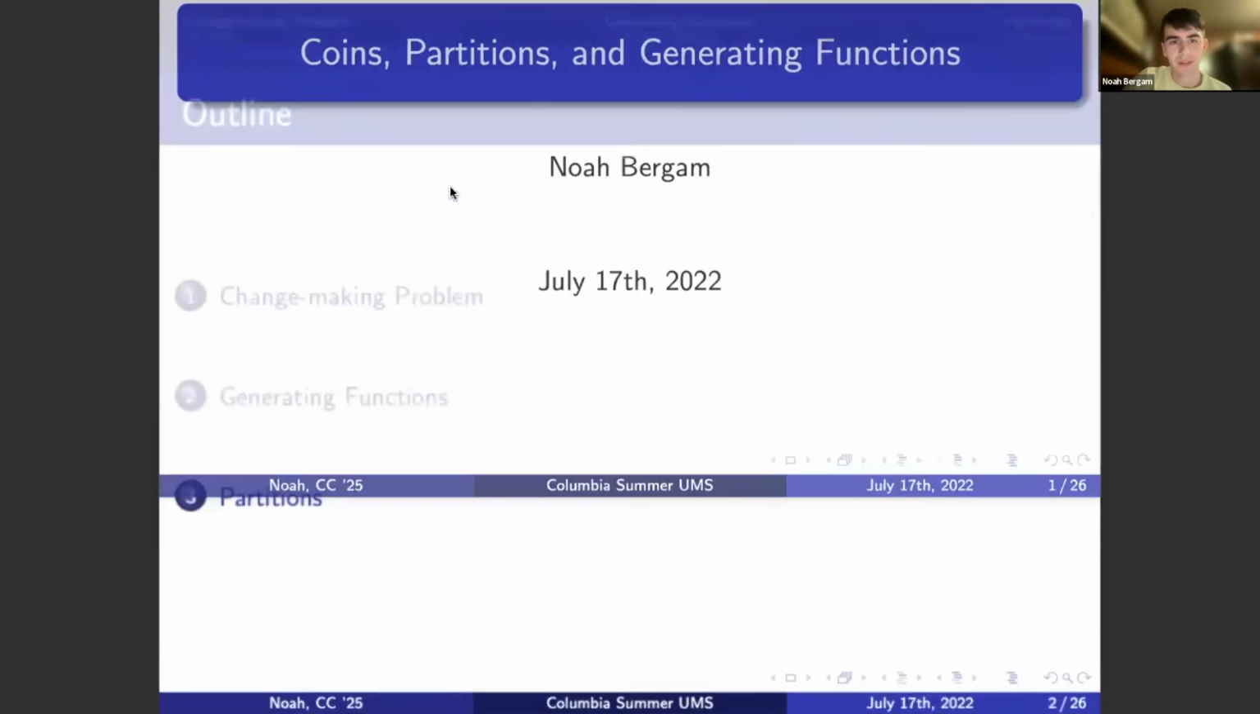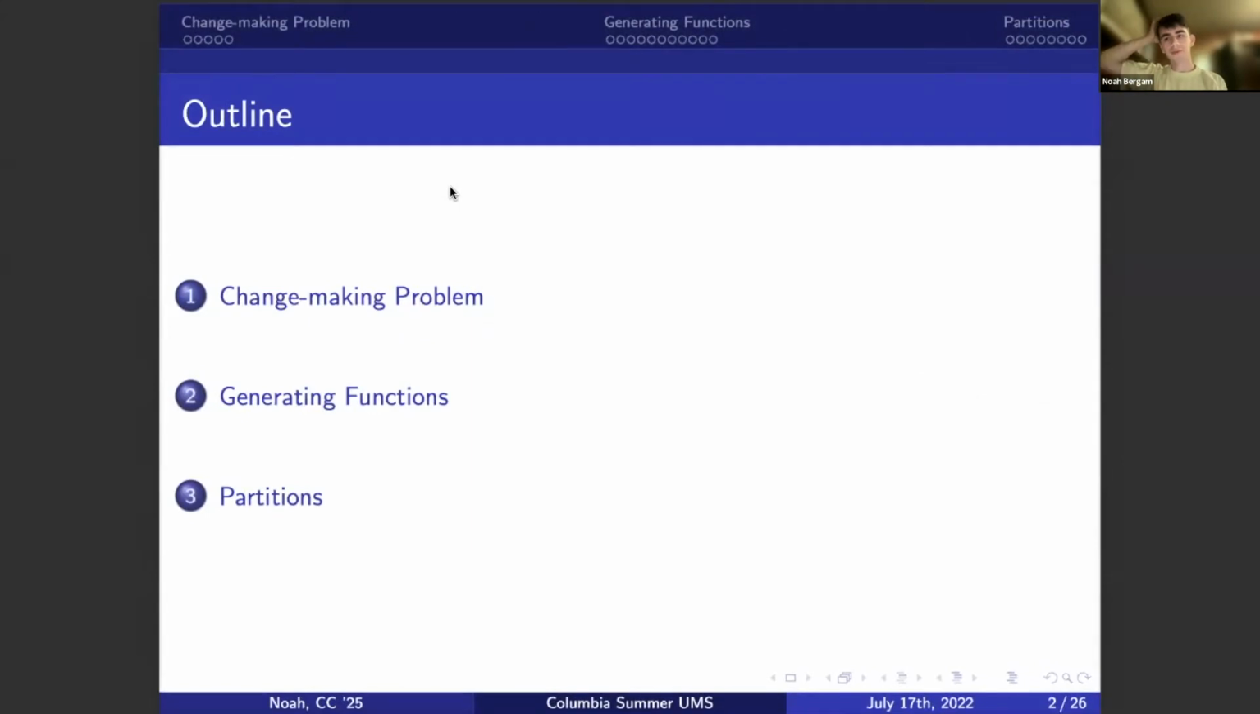All right, let's go through. As the name suggests, we're going to talk first about a certain problem with making change with coins. And we're going to solve that problem using a technique known as generating functions. And our technique will lead us into a broader discussion of a mathematical abstraction in combinatorics known as partitions.